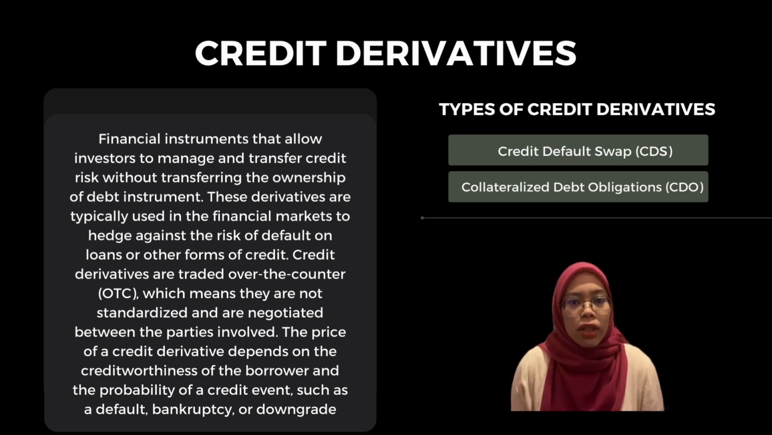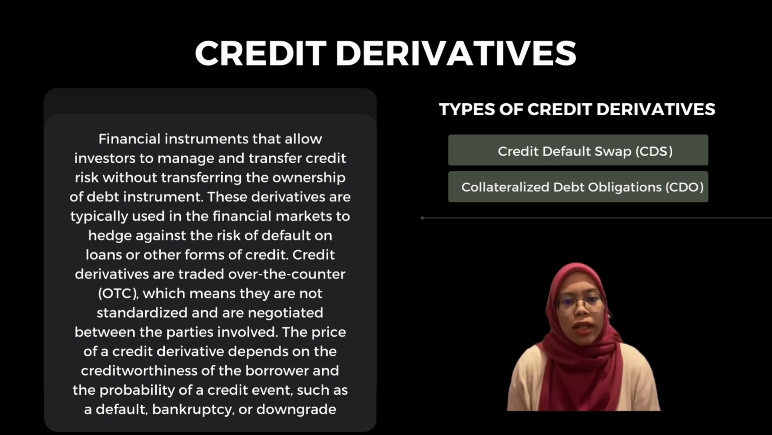Credit derivatives are traded over the counter, which means they are not standardized and are negotiated between the parties involved. The price of a credit derivative depends on the creditworthiness of the borrower and the probability of a credit event such as a default, bankruptcy, or downgrade.